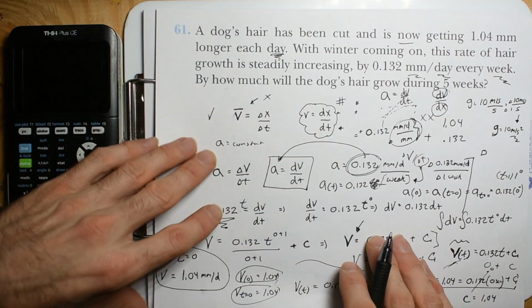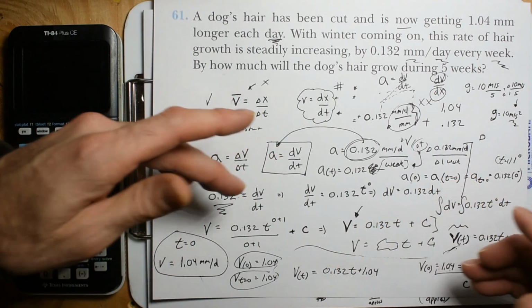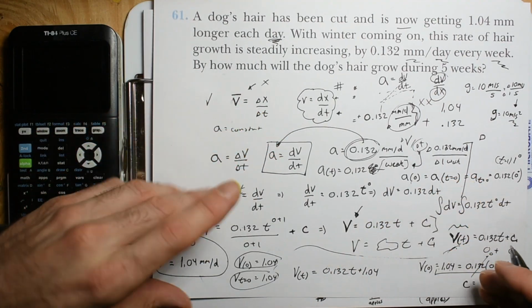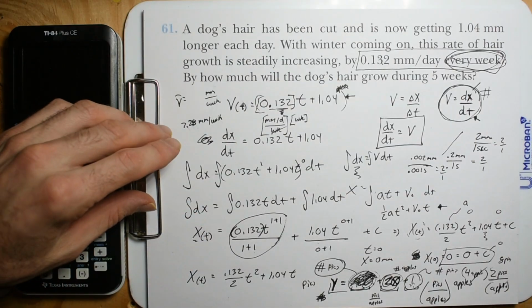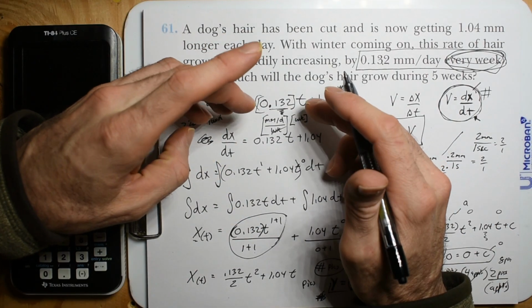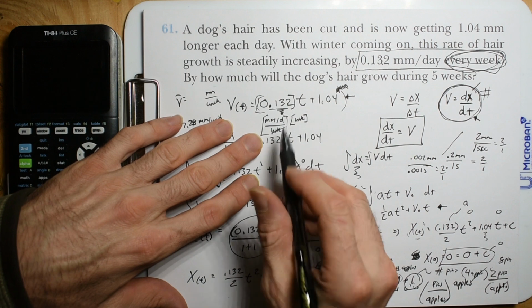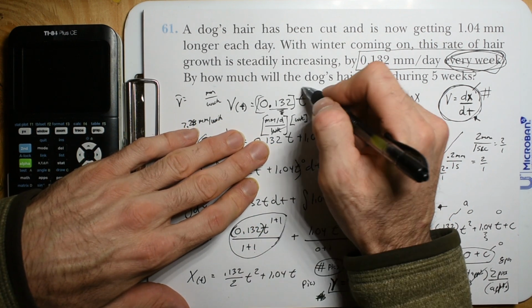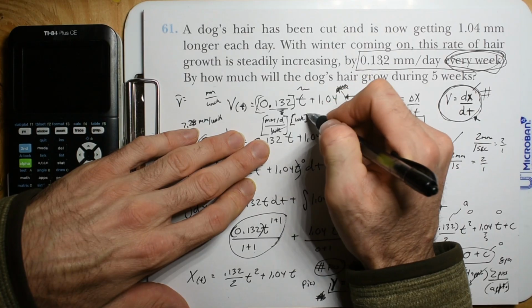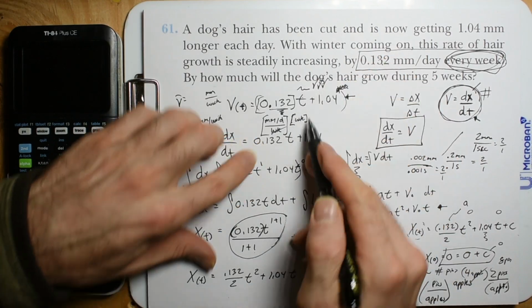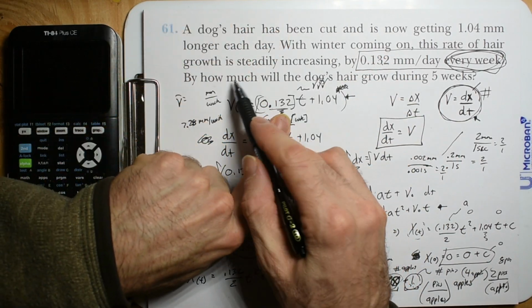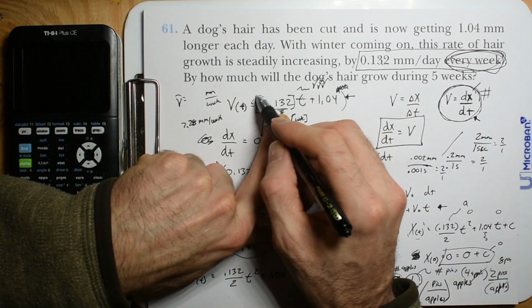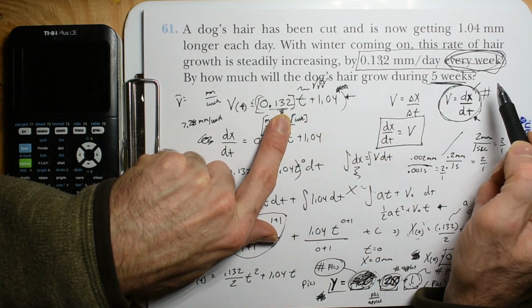We were able to separate variables. Without the units, it's just really easy to keep track of that integration process, but then at some point go back and check your units. So there you go. So this was millimeters per day per week multiplied by our time. Our time value is the only thing that we have to keep tabs on. It has to be in weeks. They say, how much will the dog's hair grow in 5 weeks?